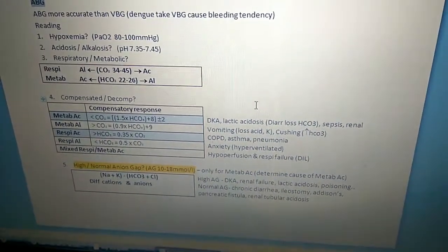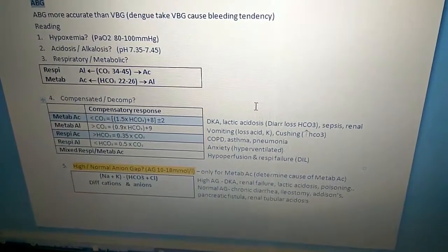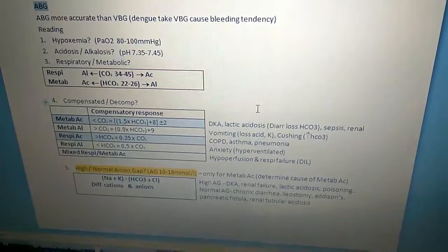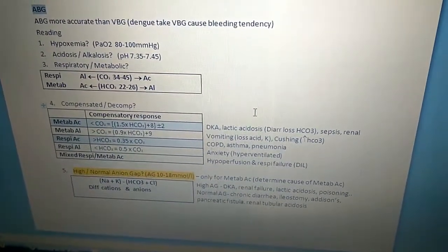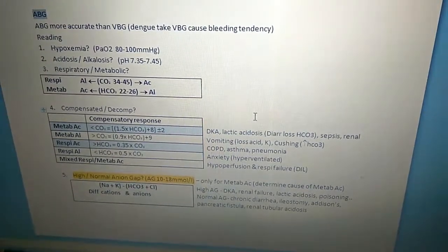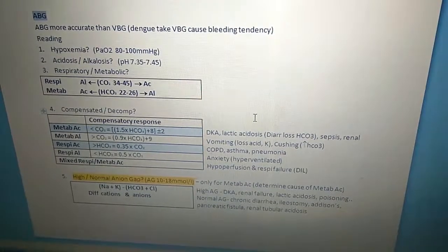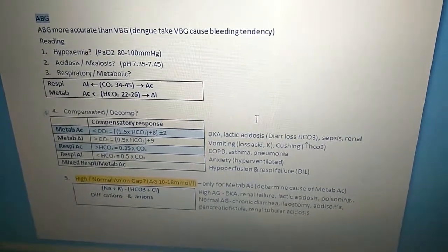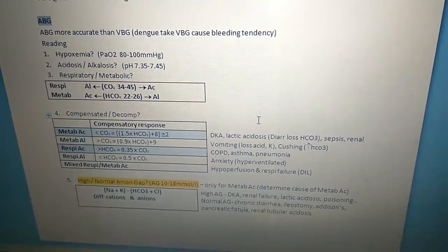Respiratory acidosis can be caused by COPD, asthma, pneumonia, or respiratory failure. Respiratory alkalosis is due to hyperventilation, maybe because of anxiety, panic attack, etc. There's also mixed respiratory and metabolic acidosis. Usually the patient is already dying, in line with hypoperfusion and respiratory failure.